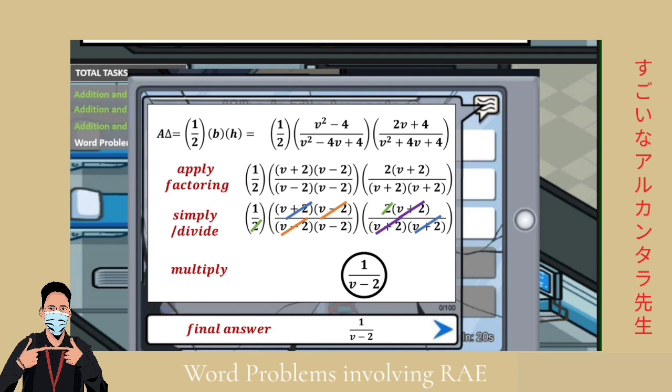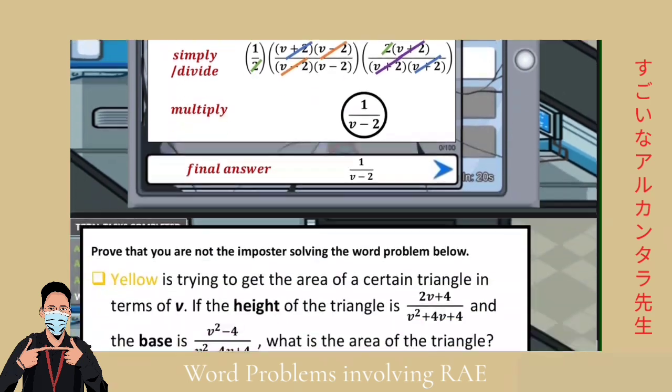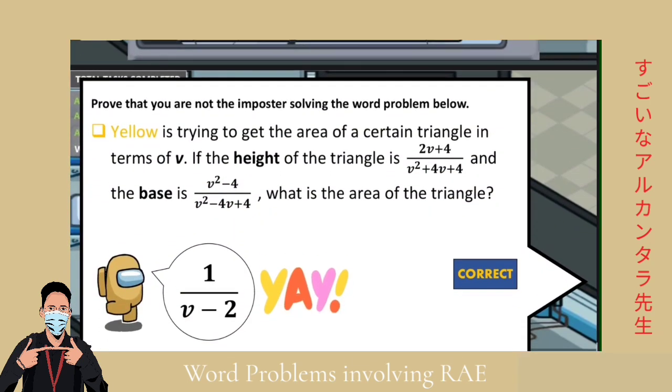And since they both have 2's, we can cancel it out also. So what we have left is 1 in the numerator, and in the denominator we have v minus 2. So the final answer is 1 over v minus 2. To follow, this means that yellow is actually correct.